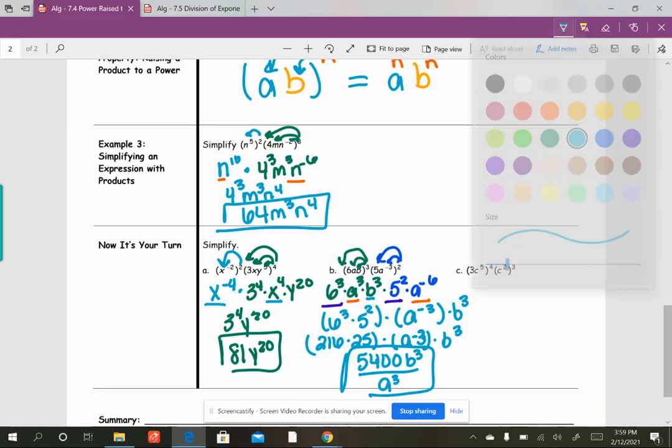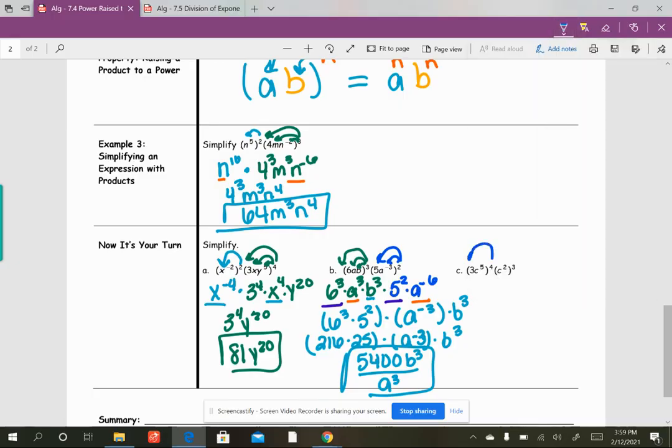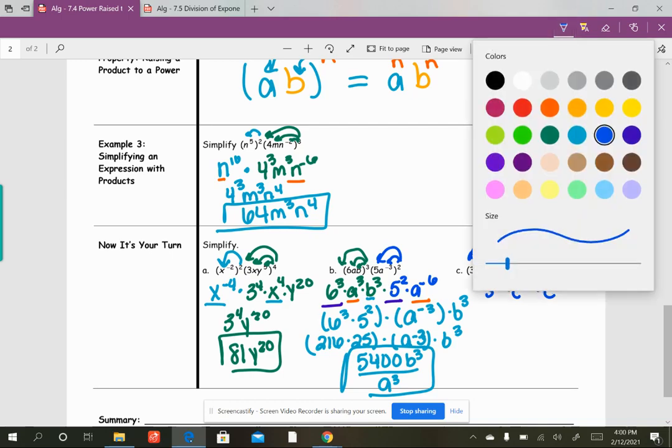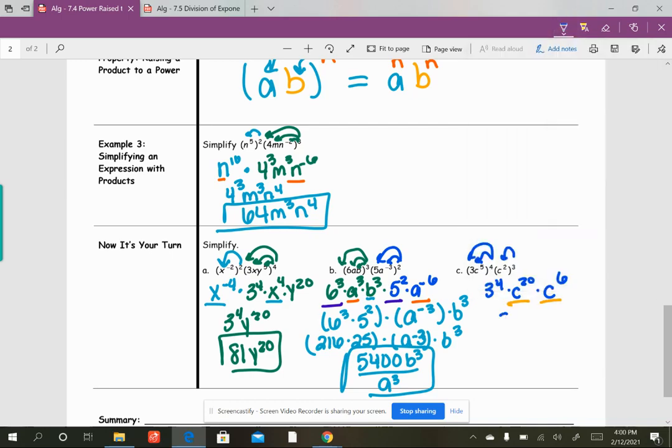All right, last one that we have to do. We have distributing the 4, so it ends up being 3 to the 4th times C to the 20th. And then we need to distribute the 3. It becomes C to the 6th. Go back, combine like terms, C's. So we have 3 to the 4th power times C to the 26th because we add. And then we go back and simplify 3 to the 4th, which we know is 81. And then C to the 26th stays up top as well.